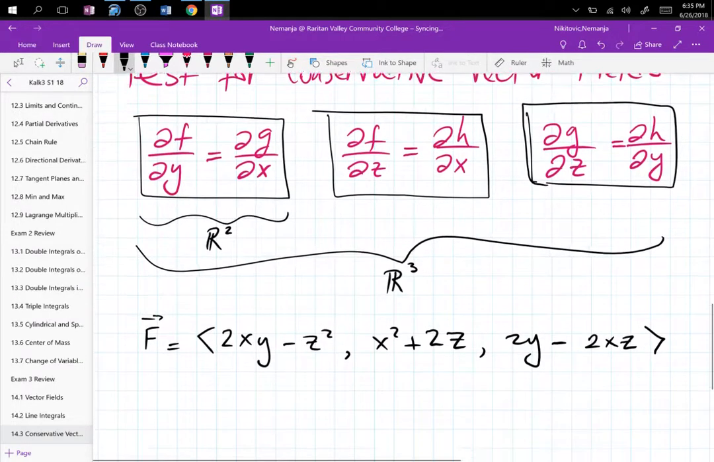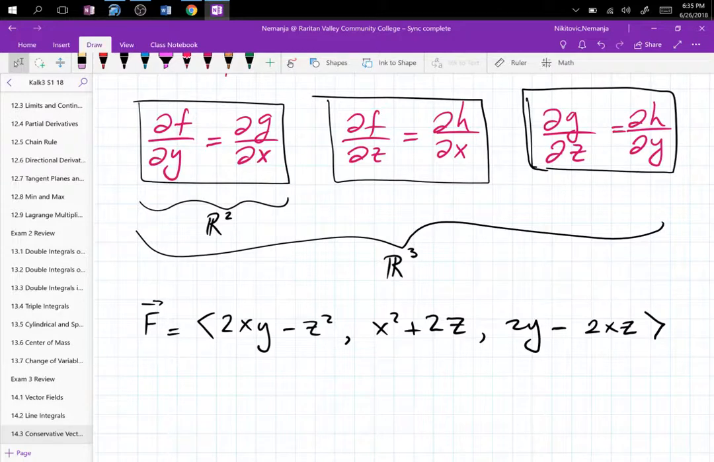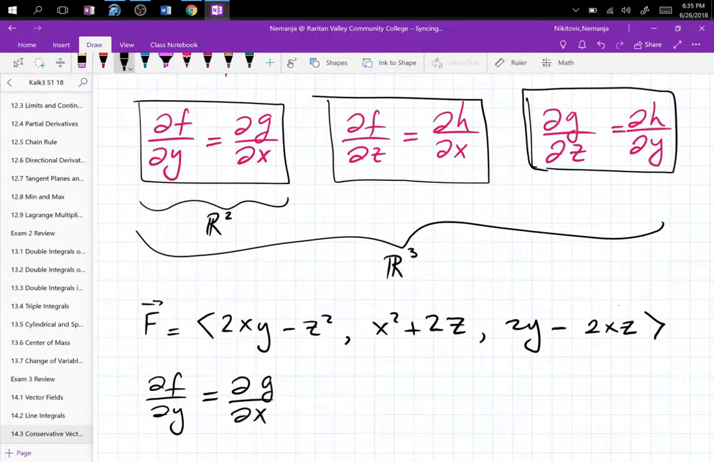All right, so let's test. I have to test partial f, partial y needs to be the same as partial g, partial x. Is it? Well, by the way, if you are struggling, this is f, this is g, this is h, right? So partial f, partial y is 2x. And then that needs to be equal to partial g, partial x, which is 2x. Okay, it passes this one.